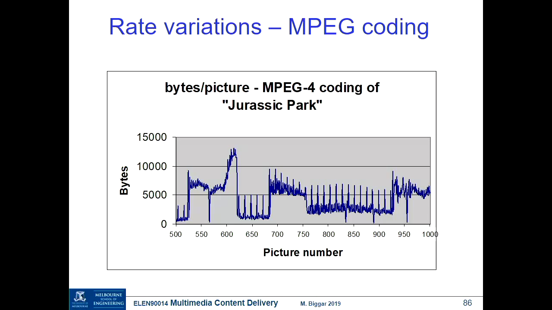What do you think these spikes might be? I pictures. I pictures, well done, that's right. So every half second or so, remember, we put in a keyframe, an I picture. Because they're encoded independently of all the others, they require more bits. And so we have these spikes periodically every half second or so.